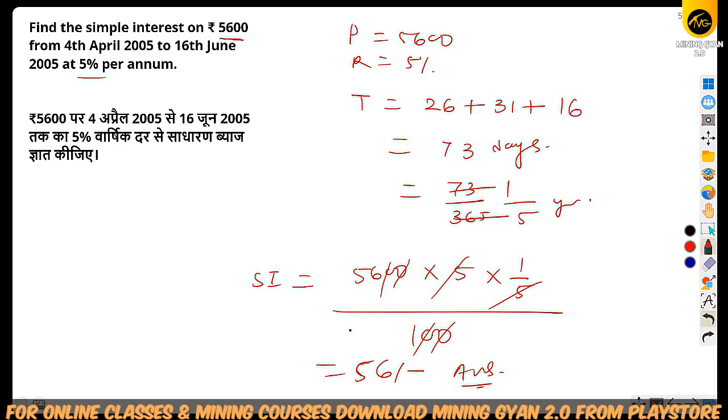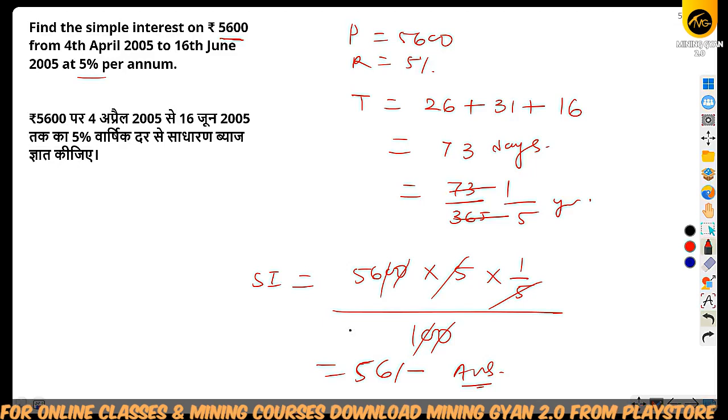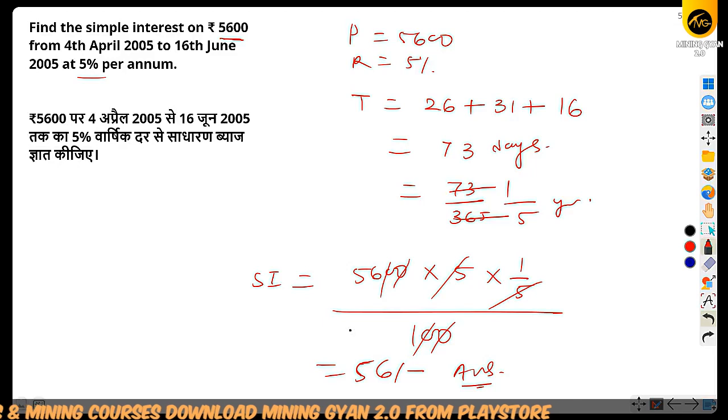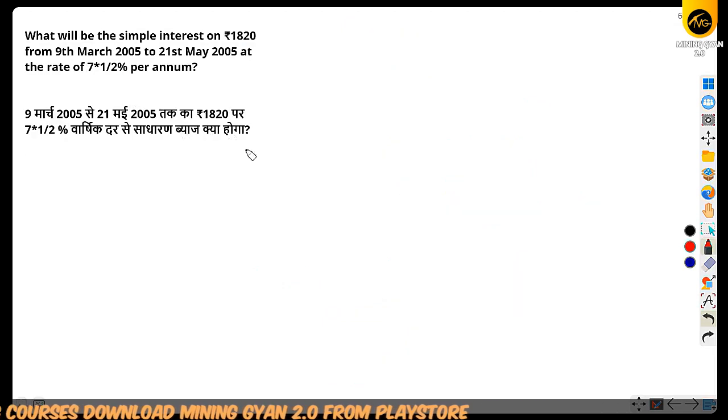Okay, Shankar Singh, correct. 56 is the simple interest for 5600 rupees for 73 days at the 5% annual rate of interest. Okay, another question: what will be the simple interest on 1820 rupees from 9th March 2005 to 21st May 2005 at the rate of 7 into 1 divided by 2% per annum?